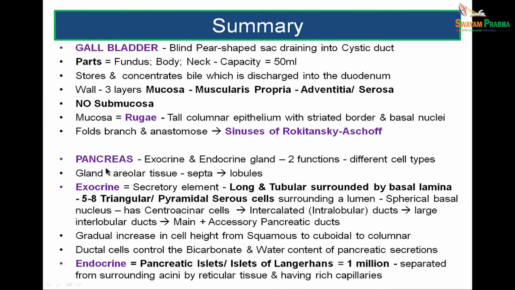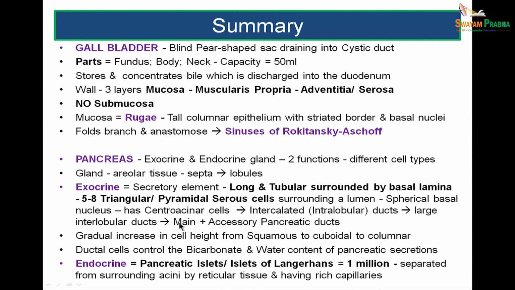The pancreas we studied is an exocrine and endocrine gland, having 2 different functions by 2 different cell types. The gland has areolar tissue which gives you septae going into the gland to form lobules. The exocrine part is secretory. It's got long tubular secretory acini surrounded by a basal lamina having triangular or pyramidal serous cells surrounding the lumen, a spherical basal nucleus, and there are centroacinar cells. All this drains into the intercalated duct.